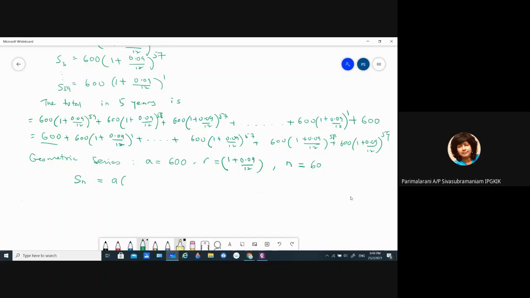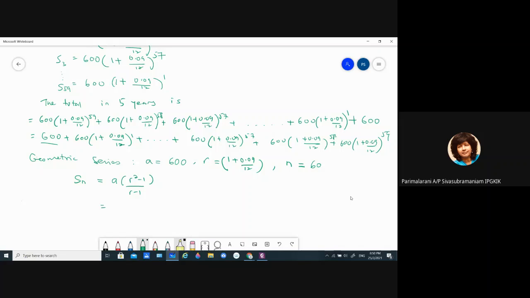We have two formulas, right? We have A, Rn minus 1 over R minus 1, or we have A, 1 minus Rn over 1 minus R. So which formula do we use? A or B? A, madam. Why A? Because R has a value larger than 1. Correct. Modulus R is greater than 1. Therefore, we use this formula for the sum of terms, okay?